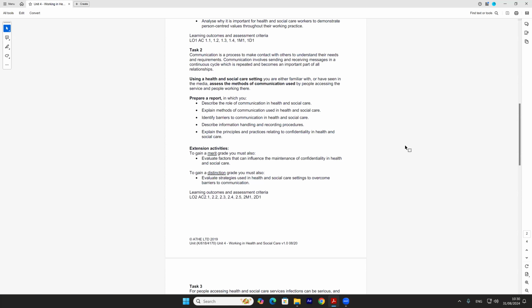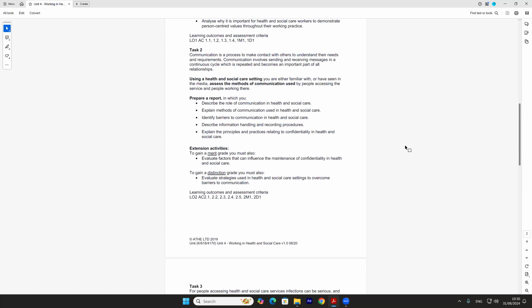Then we have legal and ethical obligation. Health and social care workers are legally required to maintain confidentiality, with strict penalties for breaches. Ethical guidelines also emphasize the importance of confidentiality in maintaining professional integrity.